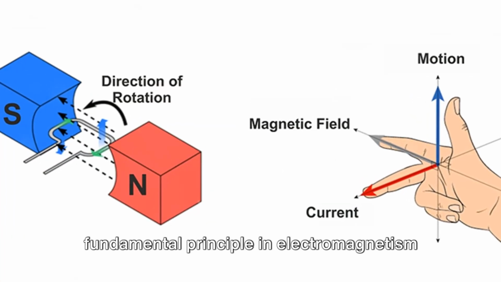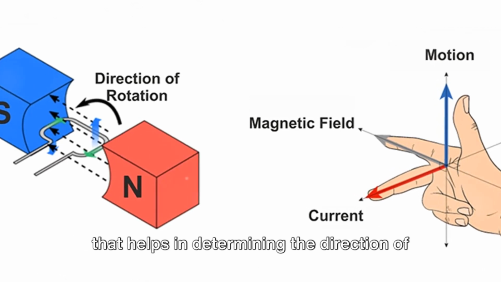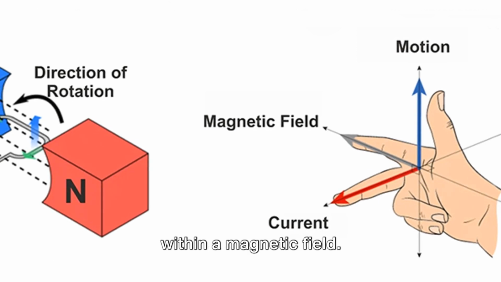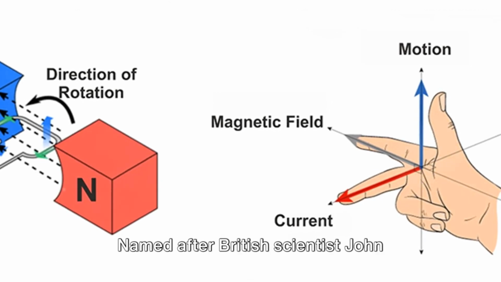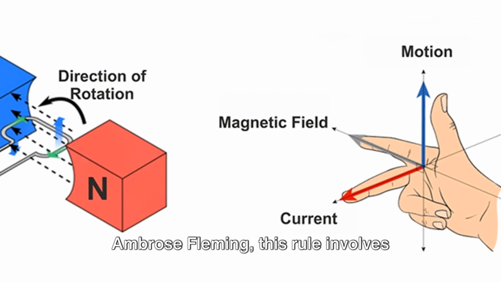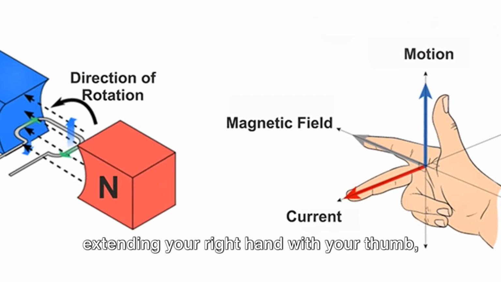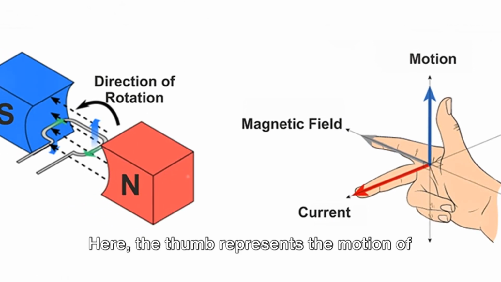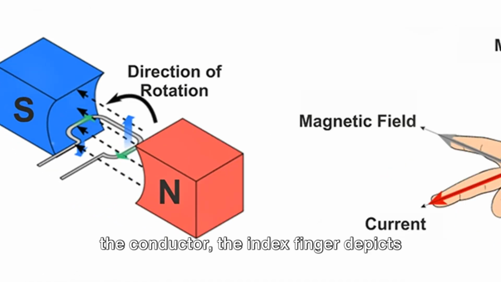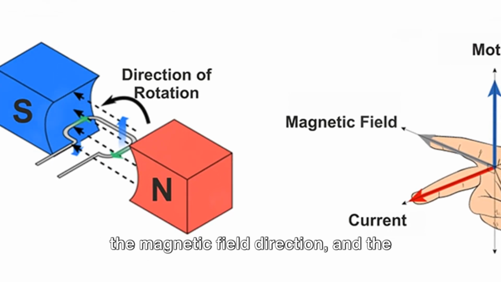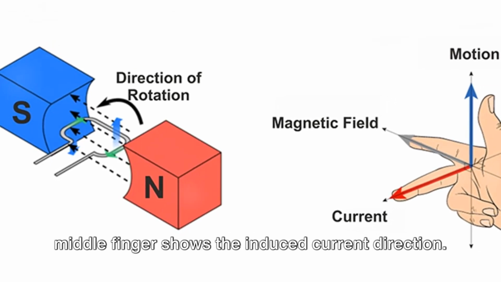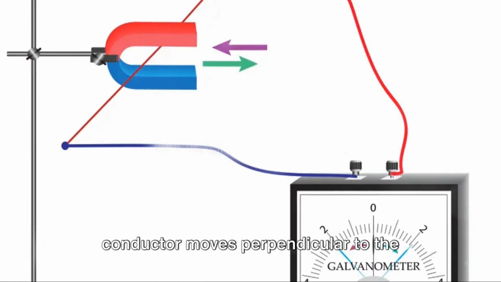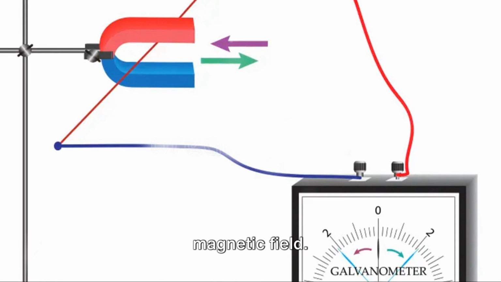Fleming's right-hand rule is a fundamental principle in electromagnetism that helps in determining the direction of induced current in a conductor moving within a magnetic field. Named after British scientist John Ambrose Fleming, this rule involves extending your right hand with your thumb, index, and middle fingers all at right angles to each other. Here, the thumb represents the motion of the conductor, the index finger depicts the magnetic field direction, and the middle finger shows the induced current direction. Remember, it's applicable only when the conductor moves perpendicular to the magnetic field.